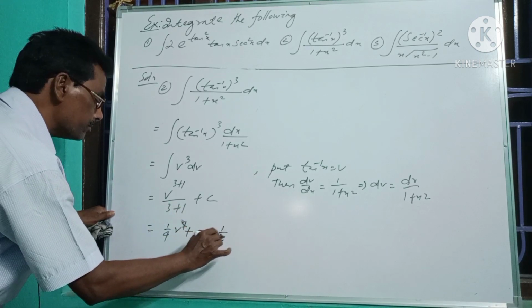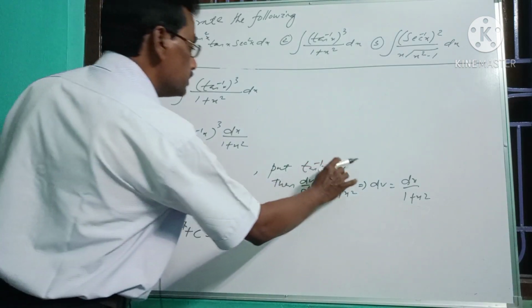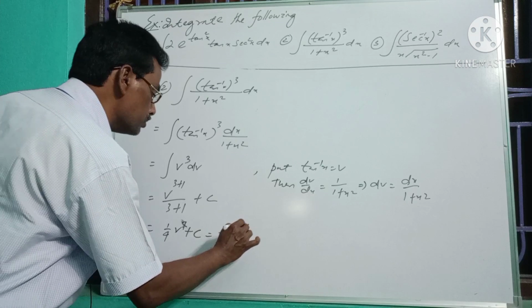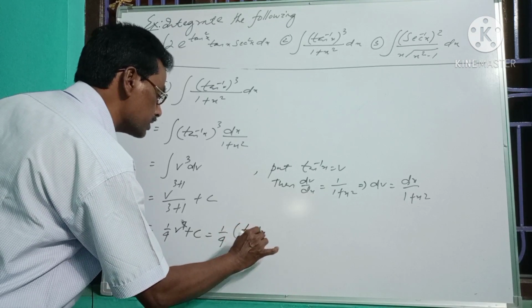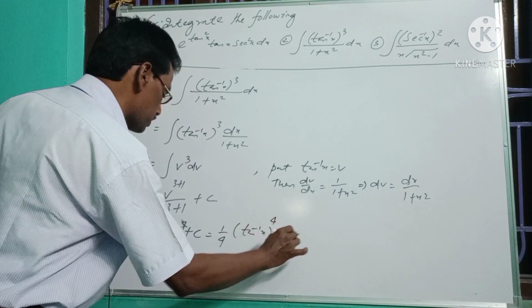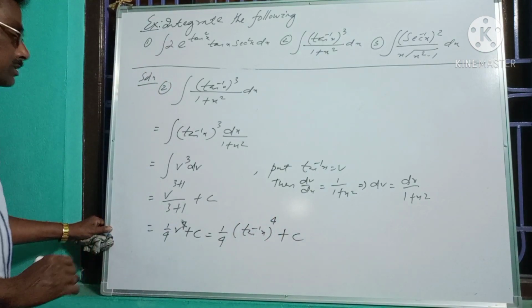Again replacing v. So v is tan inverse x. So taking tan inverse x in place of v, we have 1 by 4 tan inverse x to the power 4 plus c, where c is the constant of integration. So hence the integration is now over.